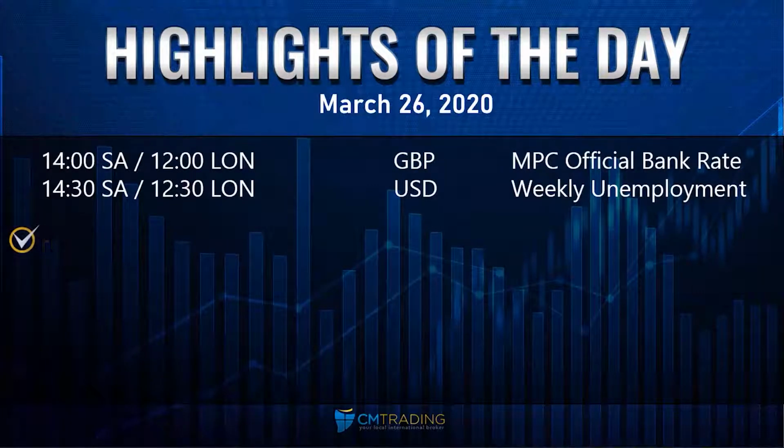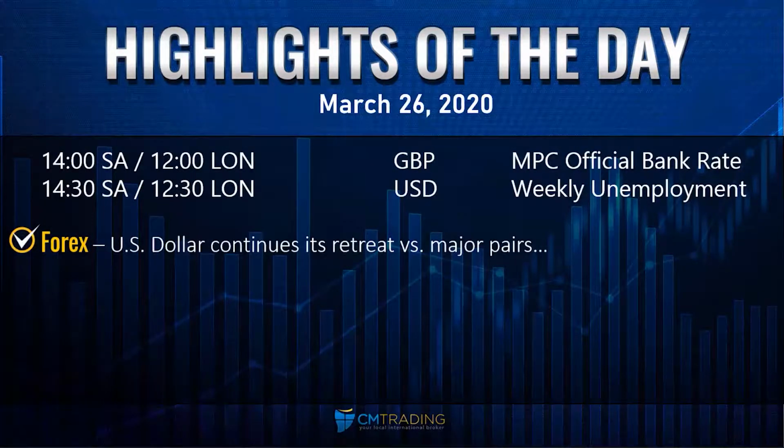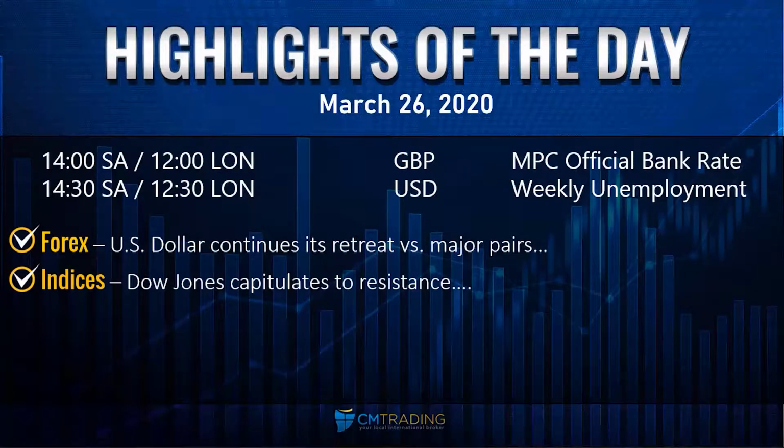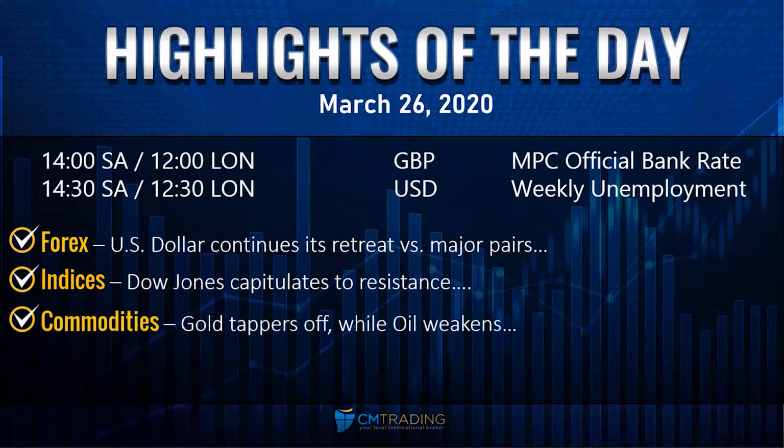Now, looking at the markets, we see the dollar continue to retreat versus the major pairs. So it's a bona fide uptrend for all the major pairs versus the USD. And looking at the Dow Jones, capitulates to resistance and then retraces. We're going to take a look at a couple of options today. Looking at the commodities, gold tapers off while oil continues to weaken at $22 a barrel. No end in sight to how much further oil can weaken.